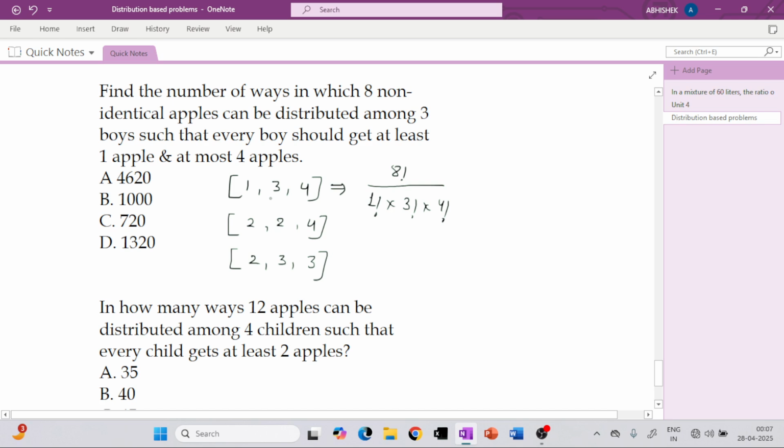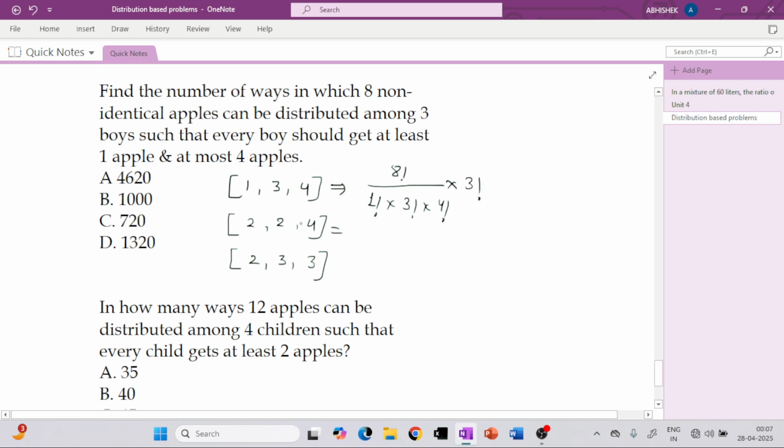No, because the apples received by any boy should not be arranged in orders. So we have to remove the orders of the arrangements in which one student is getting apples. What is the order of apples? That order is not important. We have to just divide, or just distribute. But now the boys are different, so into 3 factorial.